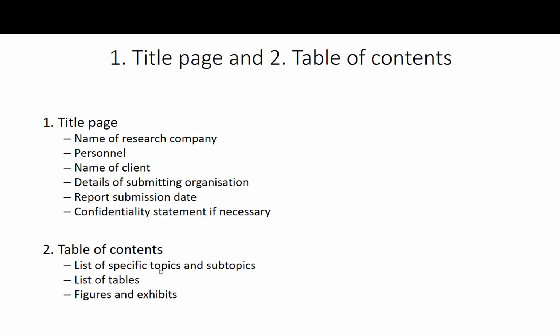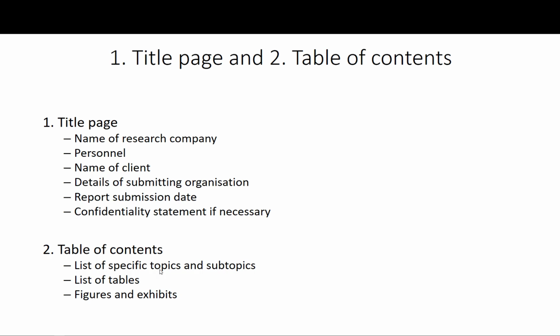So the title page and table of contents. The title page is the first thing that the client will see. It should be professional, but it can also be creative. There are certain things that it must include, so the name of the research company. The research company in this case is your group name. I've given you a group name, but you can elaborate on that and create your own brand names for your group names if you'd like.